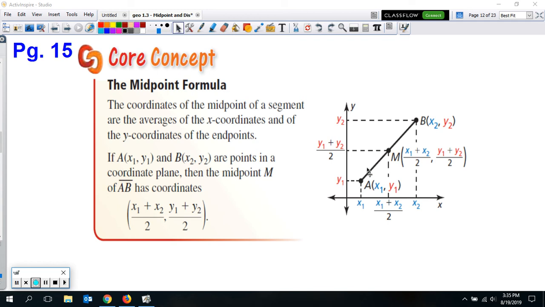Now for point M, if we know the ordered pairs for A and B, we can find the ordered pair for M using the midpoint formula. So here is the formula right here. You may want to highlight that part on the core concept. That is the formula: x1 plus x2 divided by 2, comma, y1 plus y2 divided by 2. Notice it's in parentheses because it's an ordered pair. The x coordinate goes right here, comma, then the y coordinate for our midpoint.